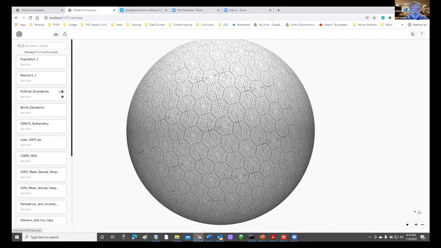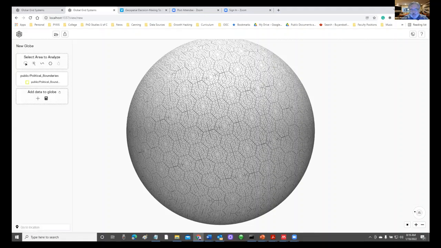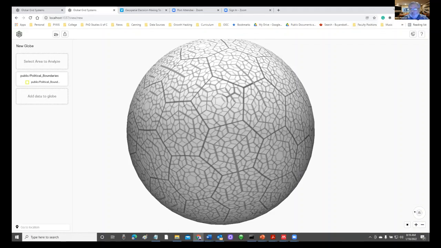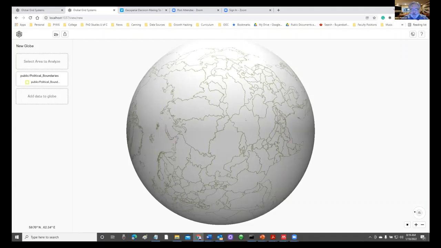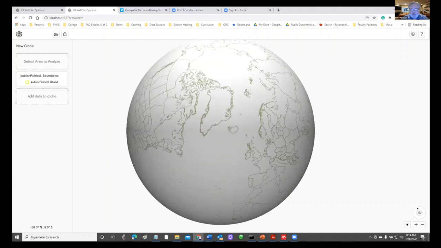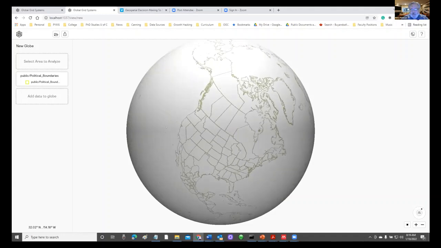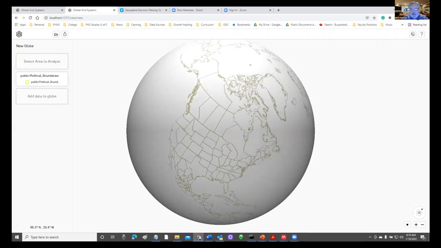I'm going to bring in, to begin with, some political boundaries. Now, these are vector data. This happens to be a shapefile, an Esri shapefile. And it's reading that in, and we'll start to project that on our screen. I'm going to take the grid off here for a moment, so we just have a sense of where we are here. Because we're coming to you from Canada, I'll orient the globe so we're looking at Canada.